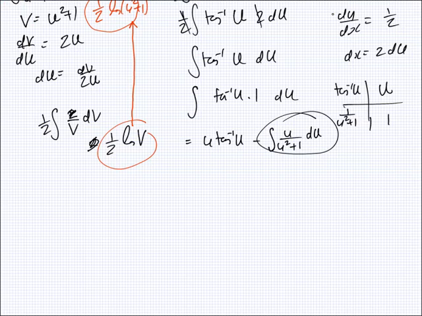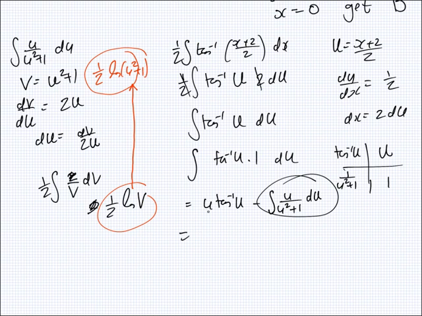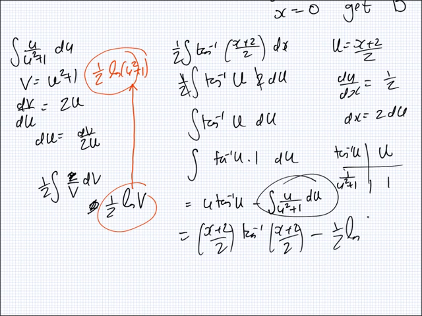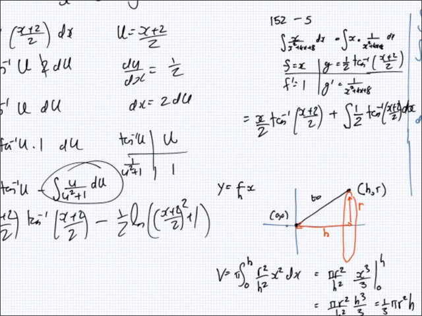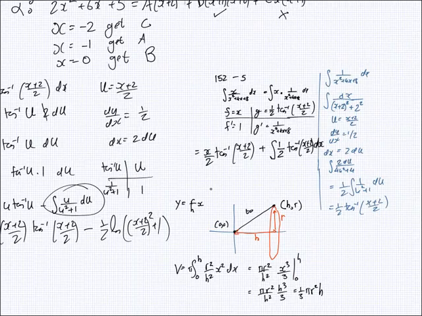So let's see. This here is u tan inverse u, but u is (x plus 2) over 2, so tan inverse of (x plus 2) over 2, and then this guy is minus a half log of u squared plus 1, and u squared is ((x plus 2) over 2) squared plus 1. Then we wake up one more level, and that goes back in.